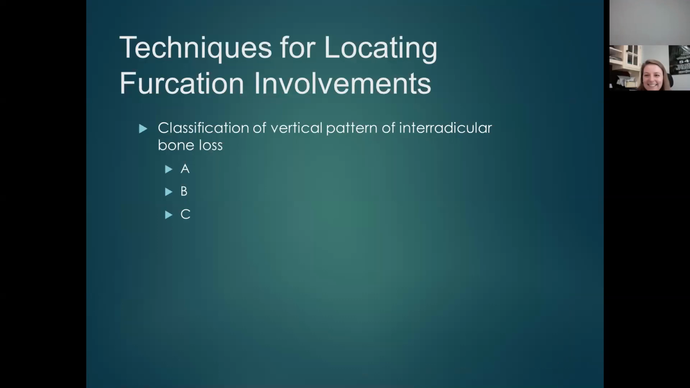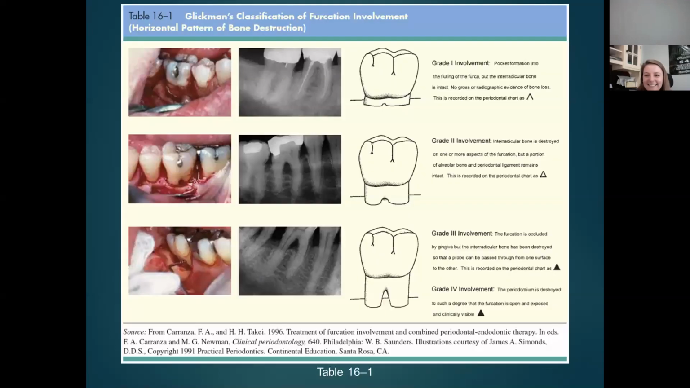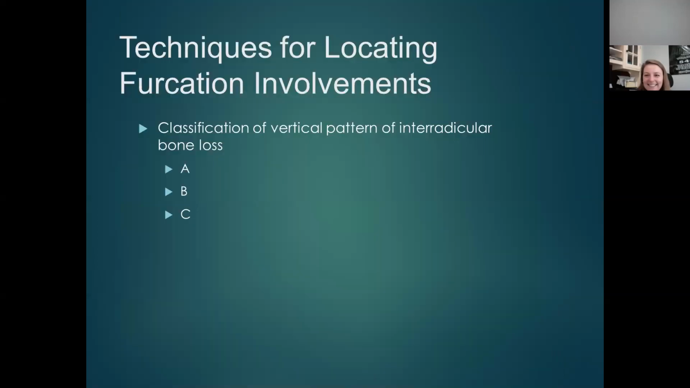So we've got classifications of vertical bone loss. Now this is horizontal bone loss. Think about the pocket. We're looking at the crotch of the tooth or the roof of the tooth going from buccal to lingual, horizontal bone loss. But we're also measuring vertical bone loss, okay? And that's with your straight probe.